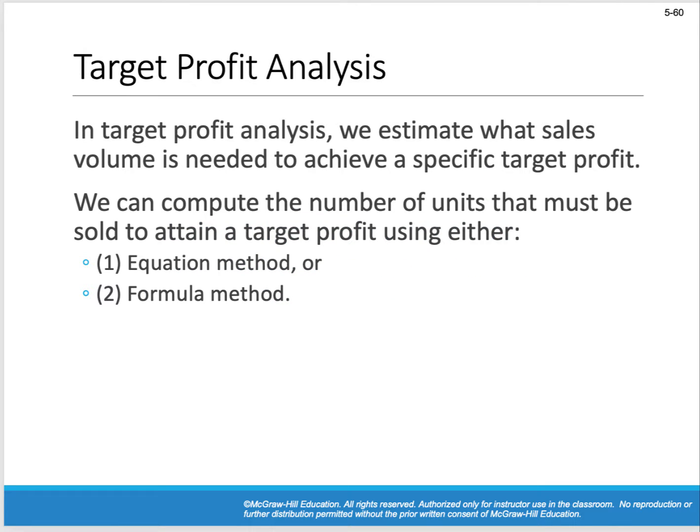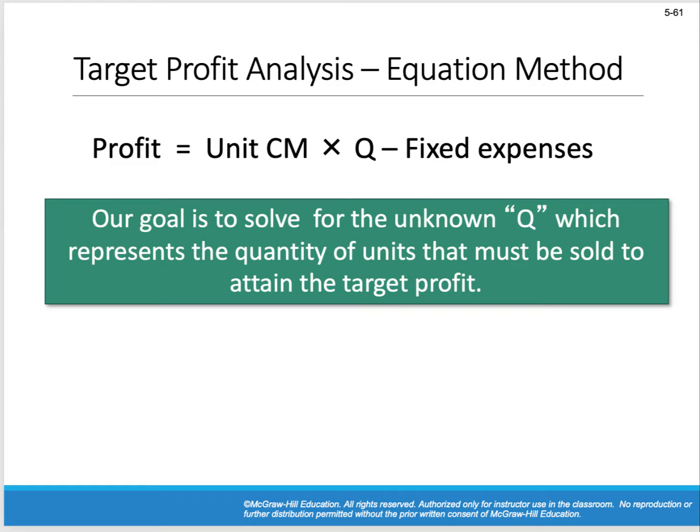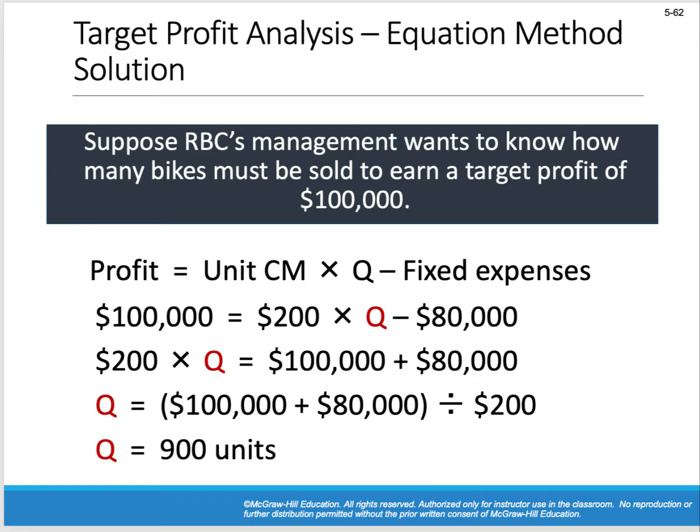Okay, so let's look at a quick example or a couple examples here of target profit. In target profit analysis, what we're doing here is estimating what sales volume is needed to achieve a specific target profit. We can compute the number of units that must be sold to attain a target profit using either the equation method or the formula method. Okay? So let's look at the equation method. The equation method is summarized here on the slide. Shouldn't be anything new, right? We've seen this before. However, our goal is to solve for the unknown Q. We don't know what our quantity is, okay? This quantity is going to represent the quantity of units that we have to sell in order to achieve a certain target profit. So let's run through the example, okay?